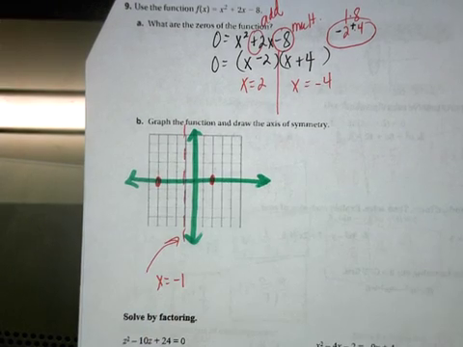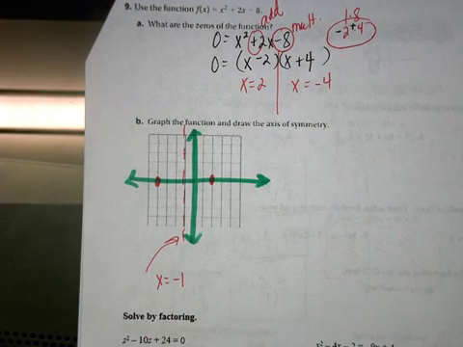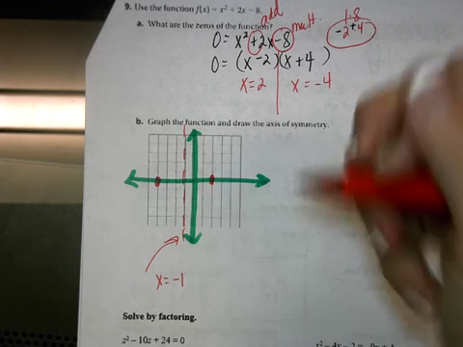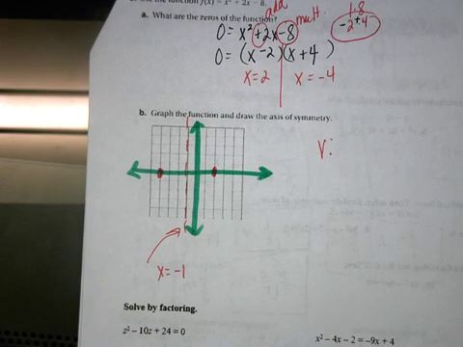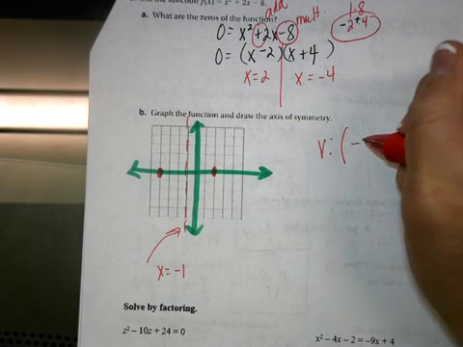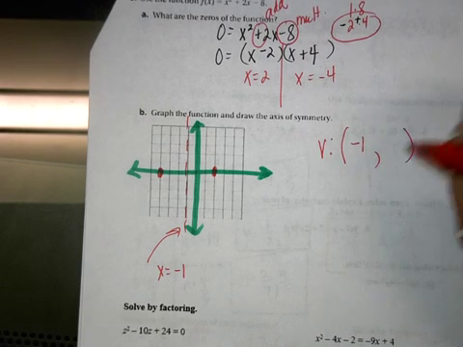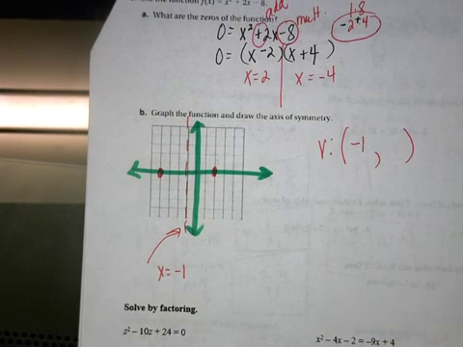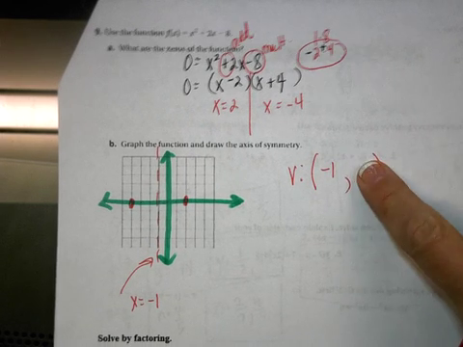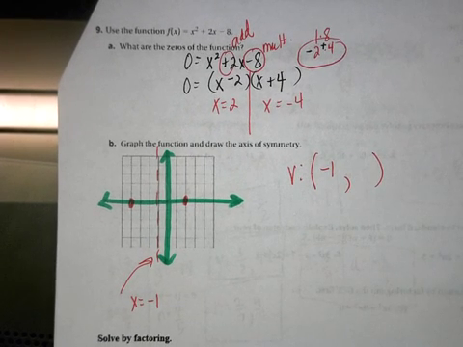How could I find my vertex? Did anybody figure out what we could do? The x value of your vertex is always the axis of symmetry, and vice versa. So your vertex is -1, something. So how could you figure out the value of y when x is -1? Exactly. Plug it into the equation.